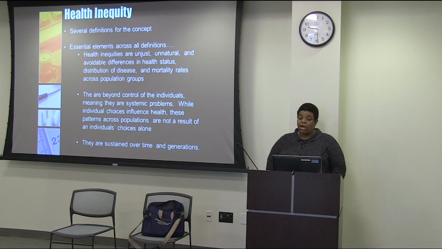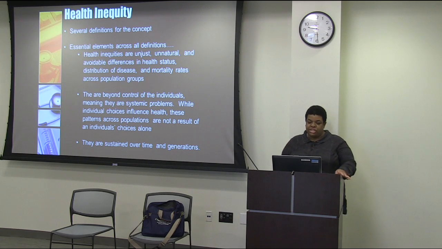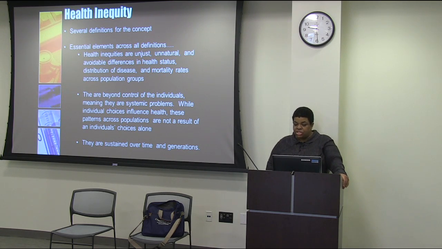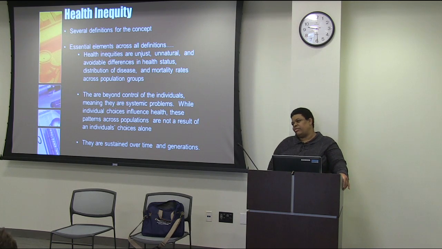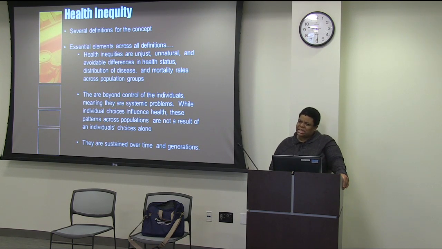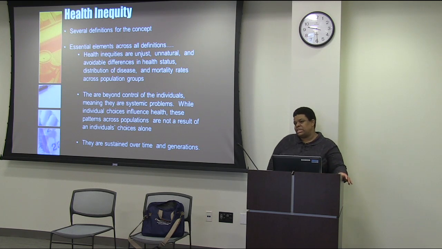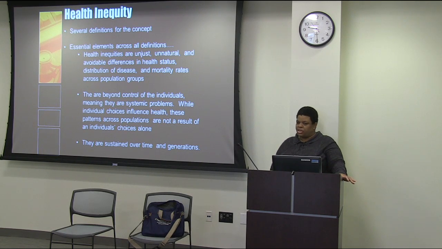So thinking about health inequity, there are essential elements across all definitions. Health inequities are unjust, unnatural, avoidable differences in health status, the distribution of disease. So when you're looking at different groups of people, why is it that Native Americans have such struggles with diabetes? Why is it that African Americans have such struggles with hypertension? Trying to understand why that is.